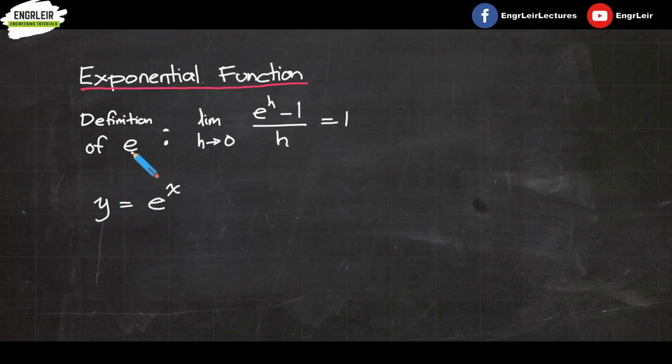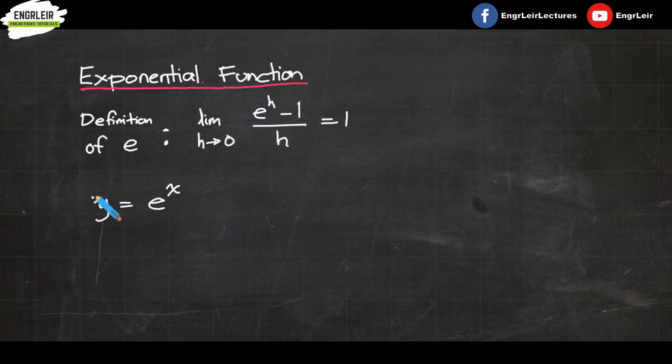Now, let us define e, which is the natural number or the Euler's constant e, as a number such that itong limit na to, yung e raised to h minus 1 all over h as h approaches 0 is equal to 1. Okay? Ito yung number kung saan yung limit na to magiging equal sa 1. Yun yung definition natin ng e.